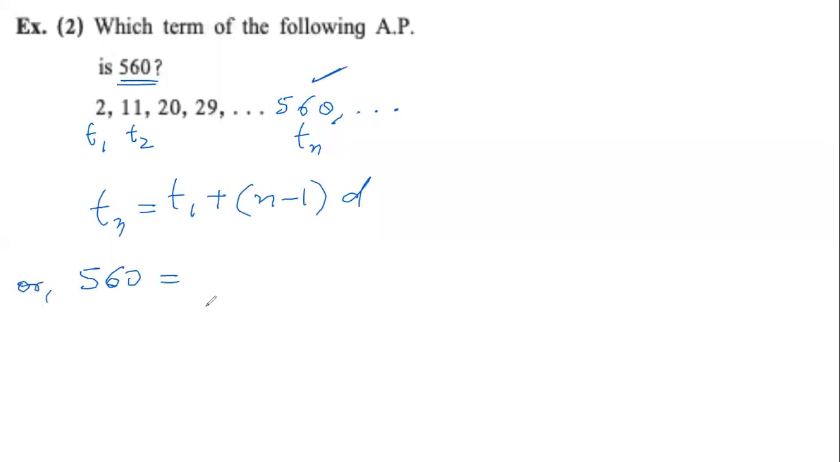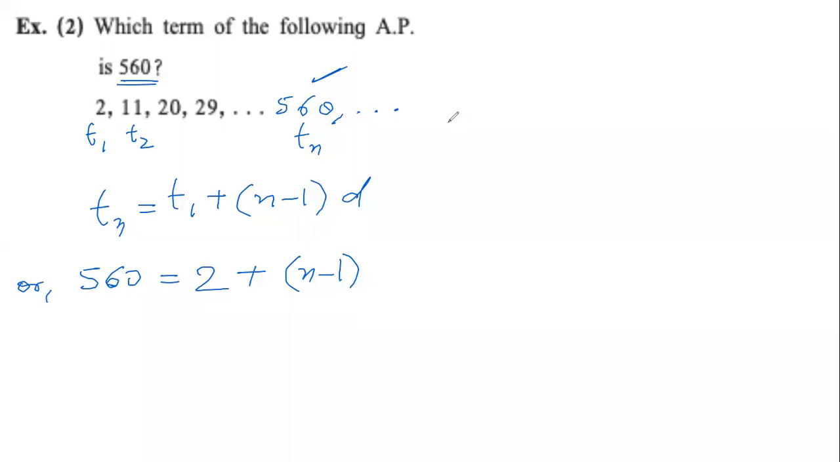Tell me, what should I write here in place of T1? Unmute yourself and speak fast. 560? No. The correct answer is 2. N I don't know. I need to find what is D. How much is D?